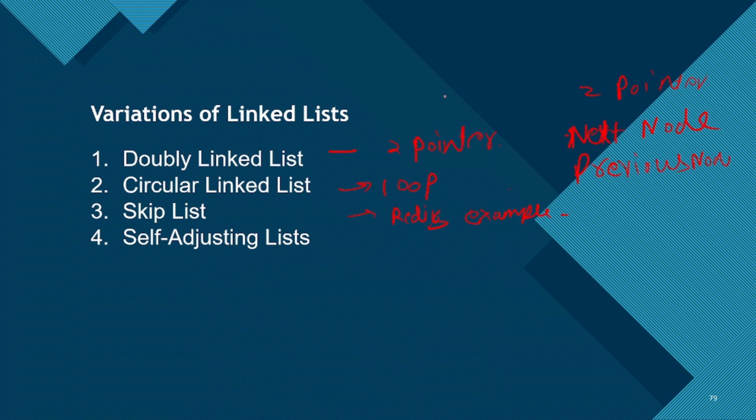The next one is the self-adjusting list. In frequently accessed lists, a move-to-front strategy rearranges elements based on access frequency. These help in optimizing caches and searching. I hope you get these four variations of linked lists: doubly linked list, circular linked list, skip list and self-adjusting list. So today we explored the real world applications and variations of linked lists.